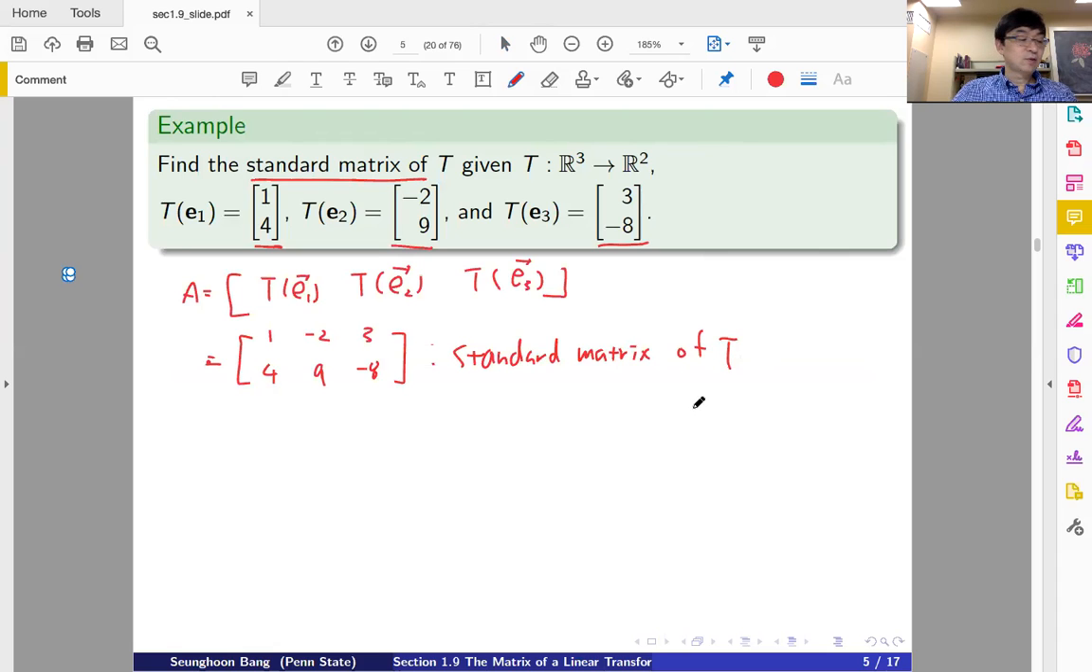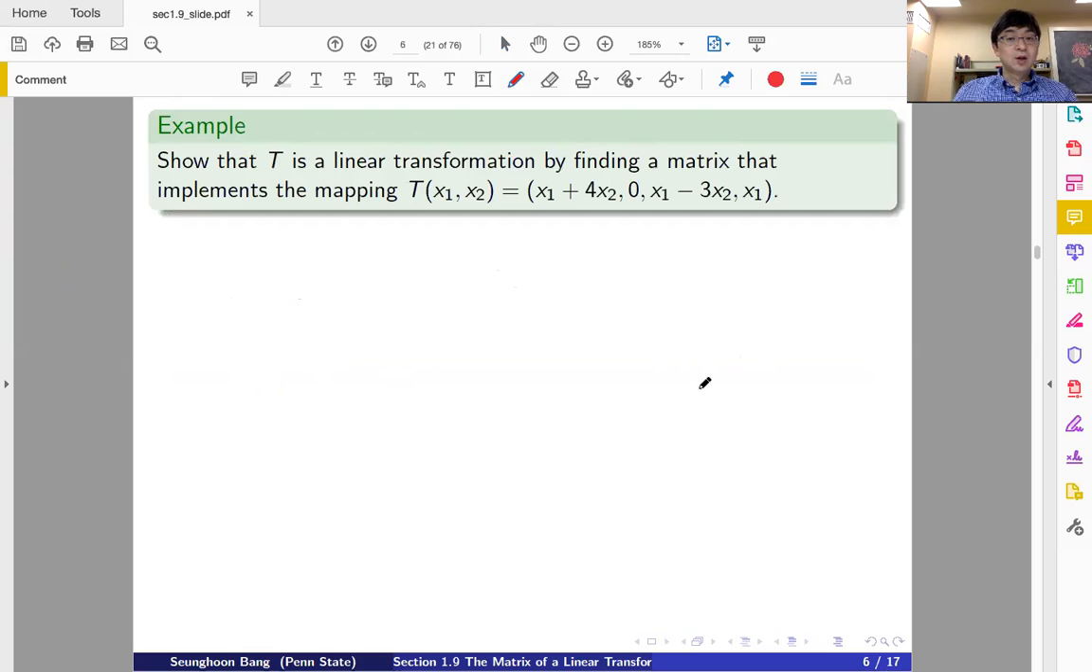Of linear transformation T. This is the whole idea. The next one. So that T is a linear transformation, for finding a standard matrix that implements the mapping T(x1, x2) = (x1 + 4x2, 0, x1 - 3x2, x1). So I can do that. We can use this method here.